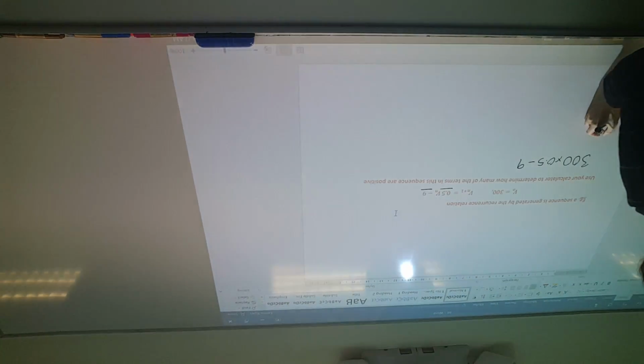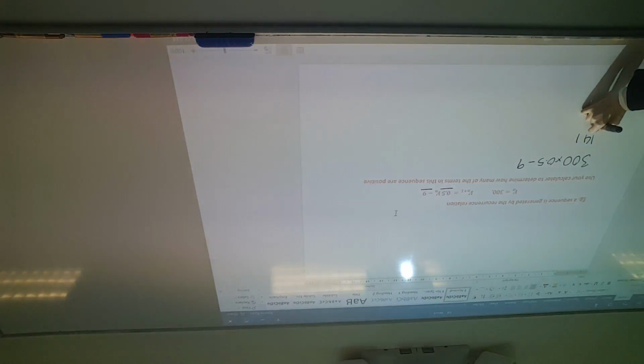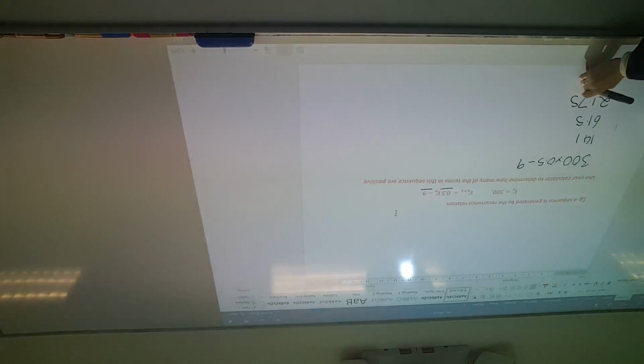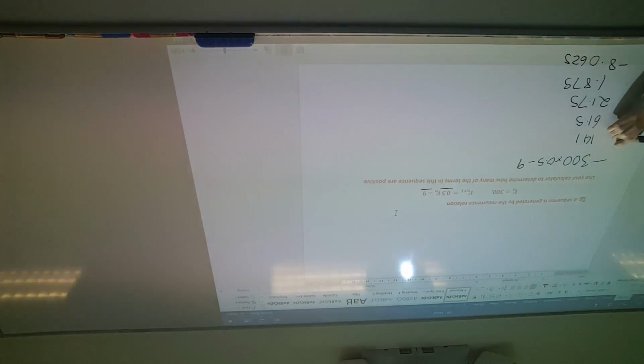Plus the first one, plus 300. 1, 2, 3, 4, 5, 6. Sorry, I was counting. There should be 5 because we have 300, we have 141, 61.5, 21.75, and 1.875. And our next term after that is negative 8.625. So we've got 1, 2, 3, 4, 5.